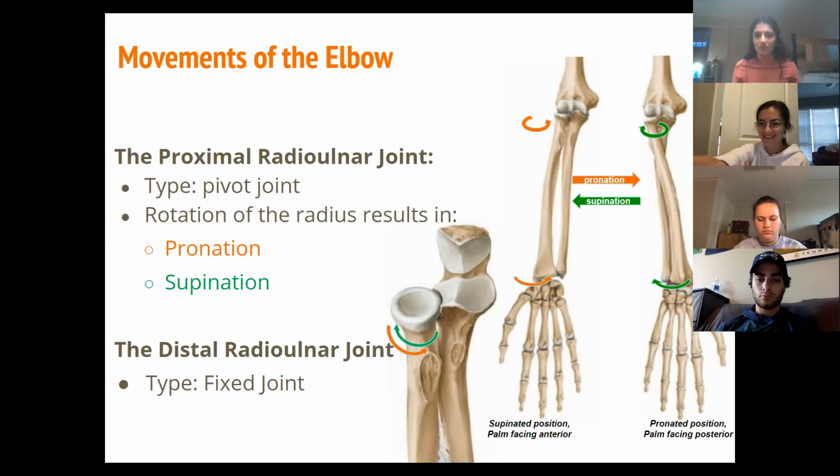Remember, everything is relative to anatomical position. So I'm sitting here like this. That might not really mean much to you, but if we were in anatomical position, we're supine because our hands are facing forward. So you see how that just connects? But we're not pronated because that is not anatomical position. So our anatomical position is supinated.